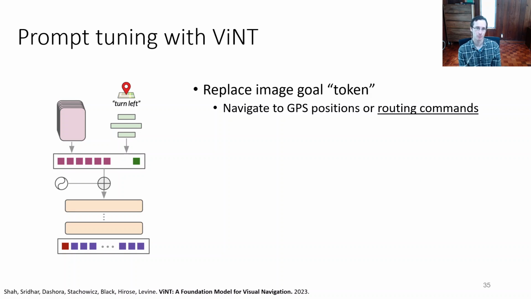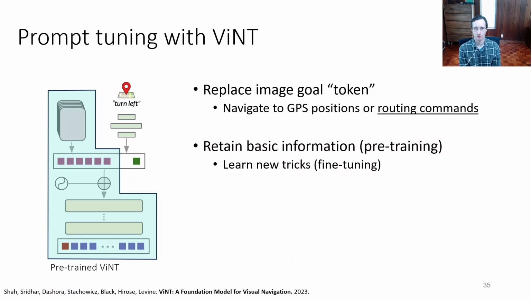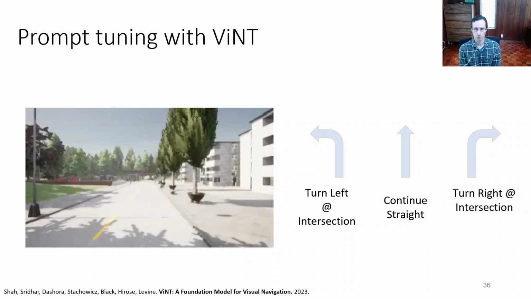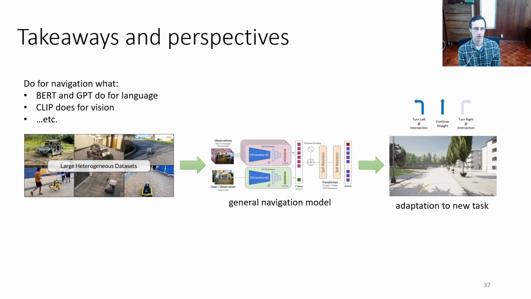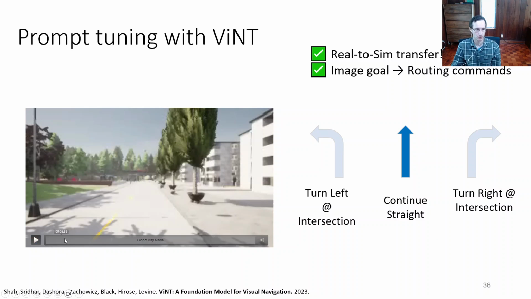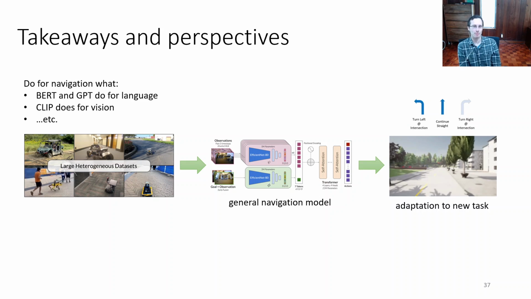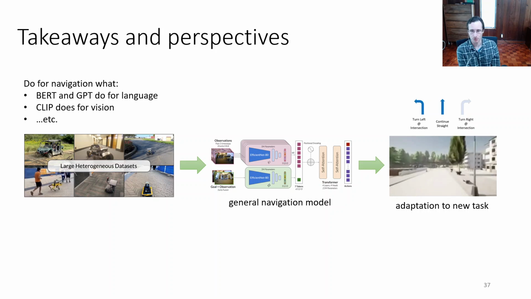So we experimented with this by replacing the image goal token with GPS coordinates. We can also replace them with routing commands like left, right, and straight. The basic ViNT backbone is pre-trained, and then the encoder is retrained from scratch for the new modality. So here's an example of transferring ViNT to drive in Carla, where the commands correspond to left, right, or straight. And you can see that here the Carla video, which unfortunately is not playing, would show the robot driving around in this environment. Okay, here's the Carla video for your reference. So you can see here that the robot correctly follows the navigational instructions and can follow lanes.